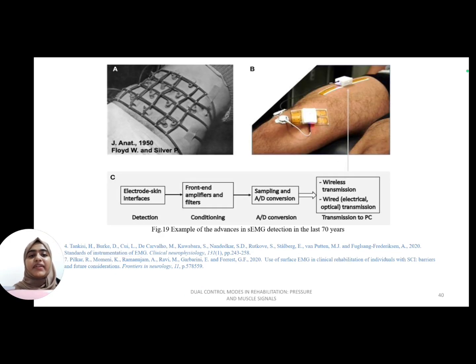Next, we have the surface EMG and the advancement of surface EMG through the last 70 years. First we have an electrode skin interface, and then it goes to the front end amplifiers and filters where the signals get amplified and the unwanted signals get filtered out, and then it moves to the sampling for digitizing, which converts the analog signals into digital form, and then it can be transmitted through wire, and wireless transmission also takes place.